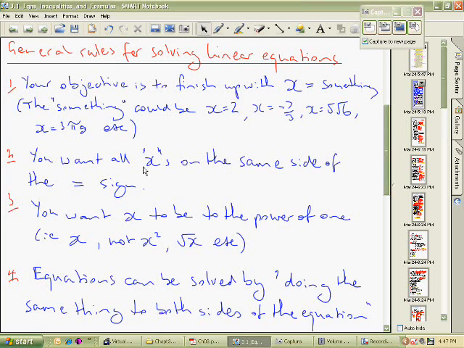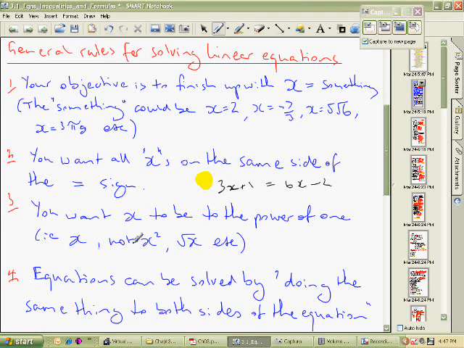You also want all of the x's on the same side of the equal sign. So if you've got something, for example, like 3x plus 1 equals 6x minus 2, the objective would be to get the x's on the same side of the equation. You also want all the x's to be to the power of 1.